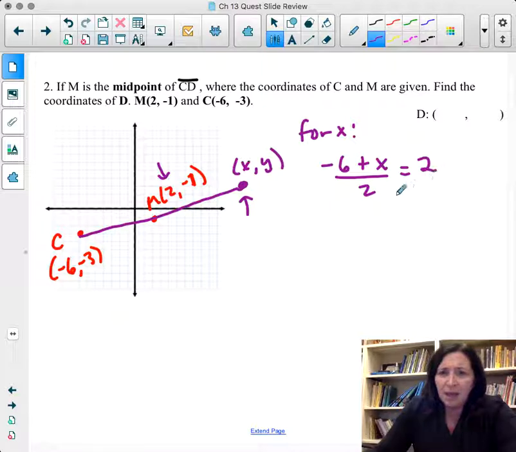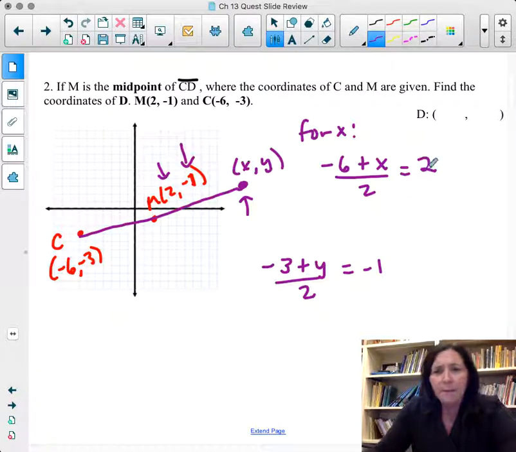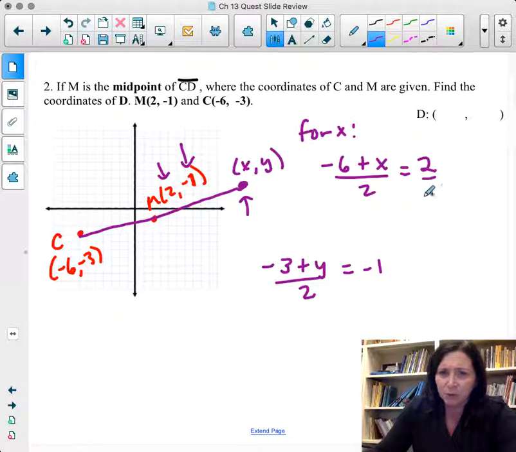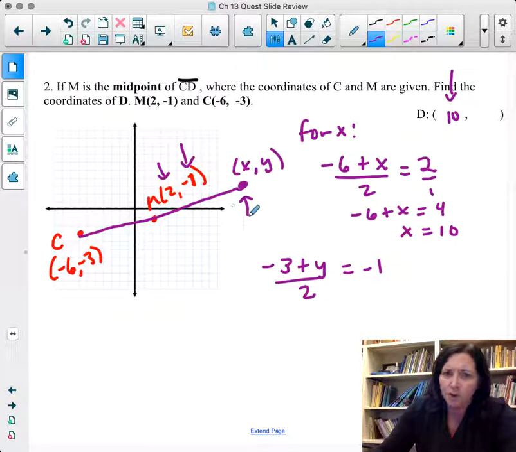All right. And then for y, I do the same thing. I'm going to add my y's, so you find the average. You're going to go -3 plus y divided by 2 is going to equal my y coordinate, which is -1. So I'm going to cross multiply. When I cross multiply, I get 1 times that, which is -6 plus x, and 2 times 2 is 4, so it equals 4. I'm going to add 6 to both sides, so I get x is equal to 10. So my x coordinate, see right there, is 10, meaning over 10. So far, I know that's 10.